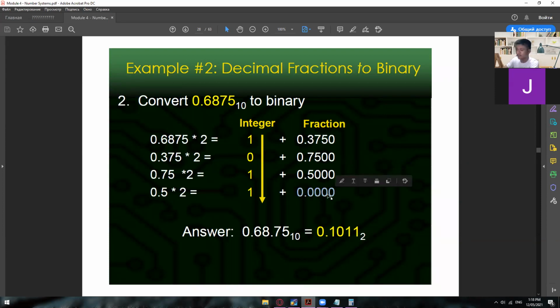So that is now the time that you will stop multiplying the fraction part. And then you can now read the integer column from top to bottom as your final answer. So in here, we have a result of 1011, or 0.1011 base 2. Just a correction regarding this one: this one should not be here. So this one is 0.6875 base 10, and the equivalent of this decimal in binary is 0.1011.